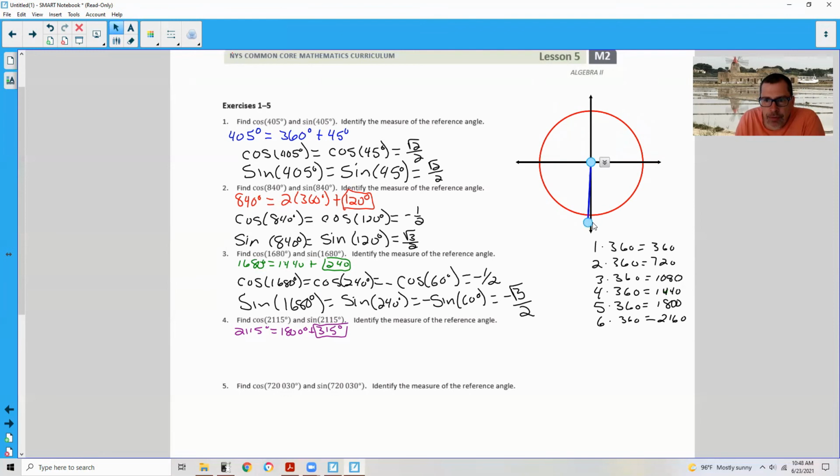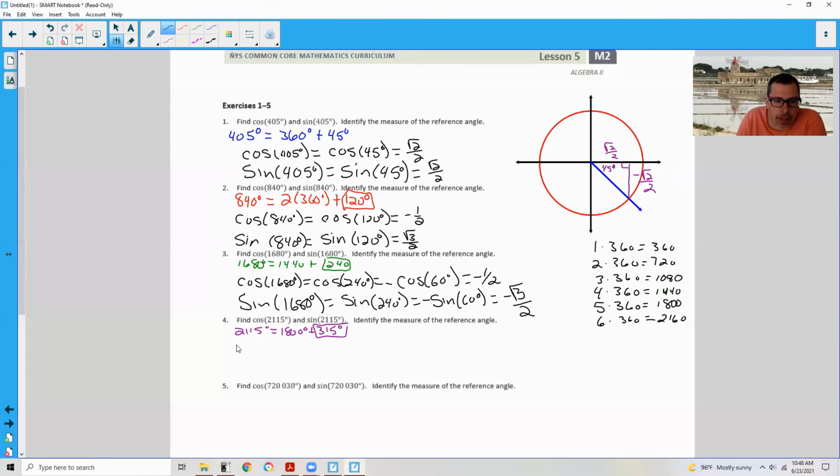So here's 270, and then I'm going to go another 45 degrees. So 315 is right there. So then I ask myself, what is the reference angle? And this is 45 degrees. So since that's 45 degrees, this is a distance down of square root 2 over 2. And this is a distance over square root 2 over 2. So my cosine is root 2 over 2. My sine is negative root 2 over 2. And that's what I state.